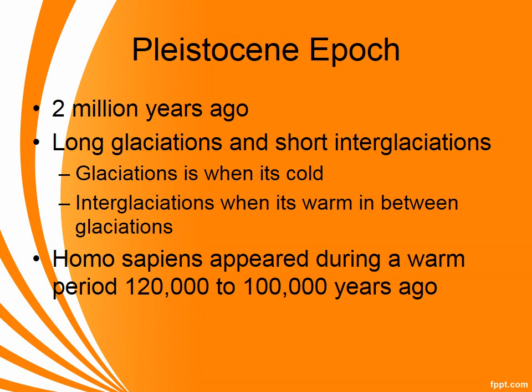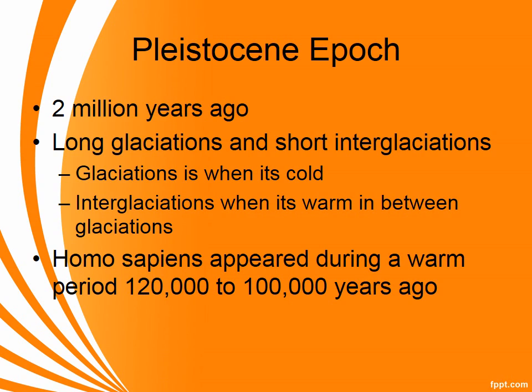The Pleistocene Epoch was about 2 million years ago. Basically, the way that the Earth has been set up is we have these long periods of glaciations where everything's super cold, so obviously things like the Ice Age and all that kind of stuff. And then we go through these short interglaciation periods where things thaw out.